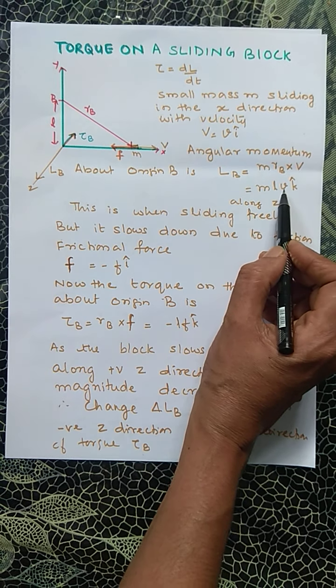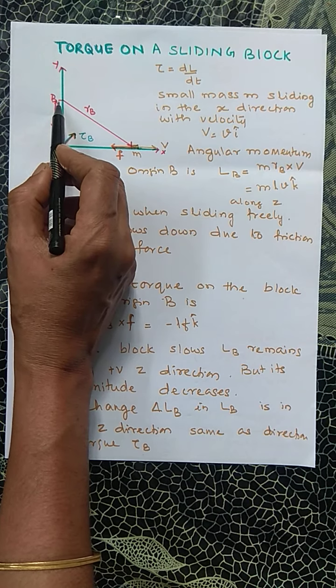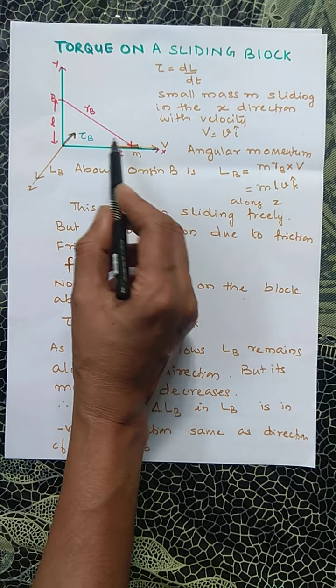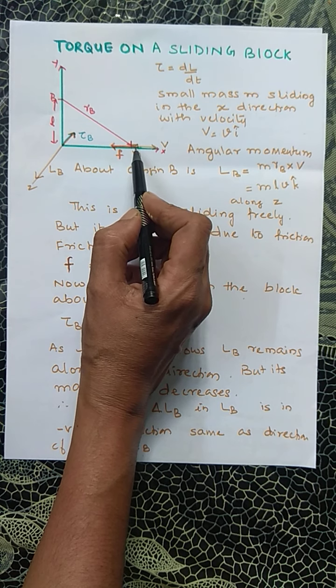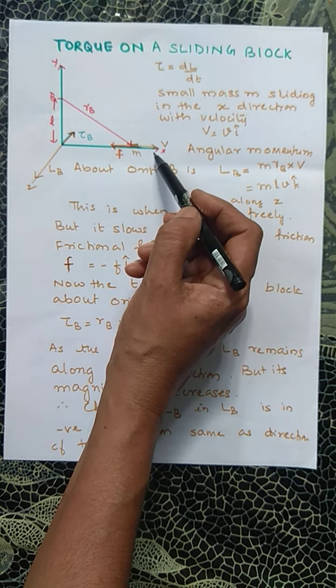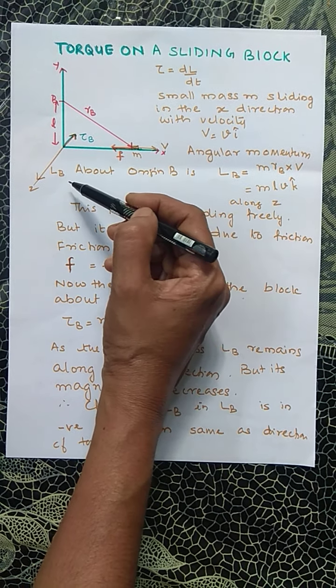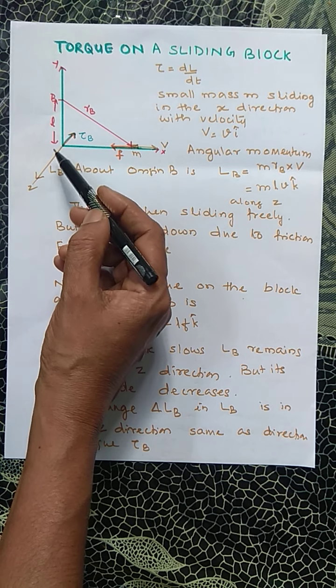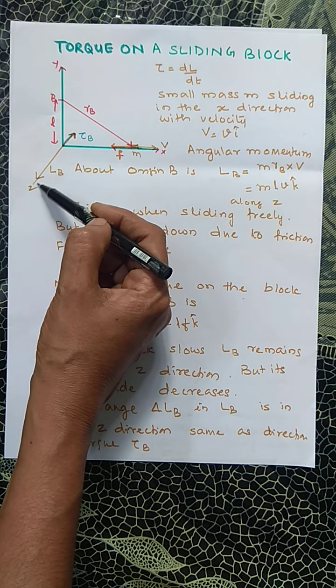So mLV is the magnitude of the angular momentum about the origin B, with V equal to V i, because only the x direction we need to consider. Its direction is perpendicular to both RB and V. So that will be along the Z direction, because both of these lie in the XY plane. Perpendicular to that you have the angular momentum LB, which is in the positive Z direction. This is LB.